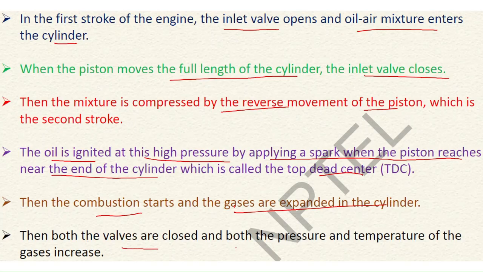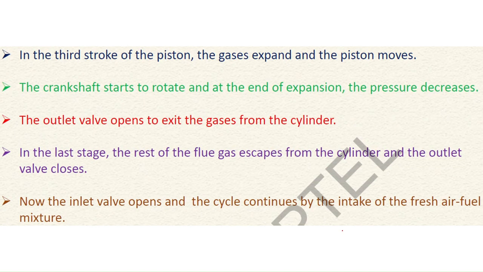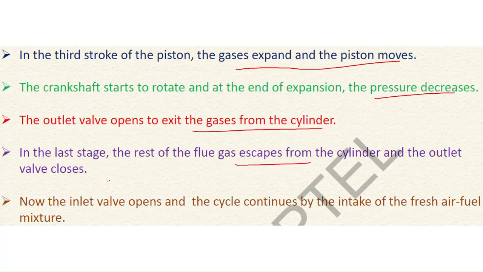When both the valves are closed, both the pressure and temperature of the gases increase. In the third stroke, the gas expands and the piston moves. The crankshaft starts to rotate, and at the end of the expansion, the pressure decreases. The outlet valve opens to exit the gases from the cylinder. In the last stroke, the rest of the flue gases escape from the cylinder and the outlet valve closes. Now, the inlet valve opens for the next cycle. Okay.